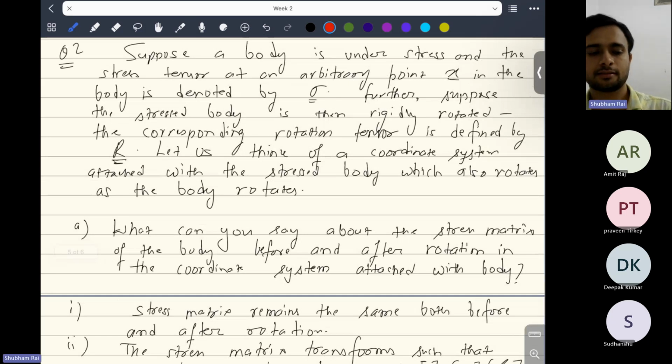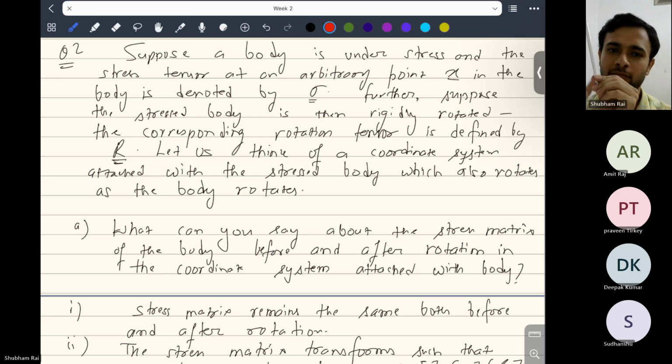Actually, here the reason is, let's say this is your body, you're rotating your body, but you're also rotating the coordinate system. That's why your stress tensor will remain the same, because the coordinate system itself is the same. Let's say this was your body initially, E1 was this side, E2 was vertical, and E3 was perpendicular to this plane. When you have rotated this body about E2, your coordinate system has also rotated and aligned along the body. Now your new coordinate system is aligned along your body only.